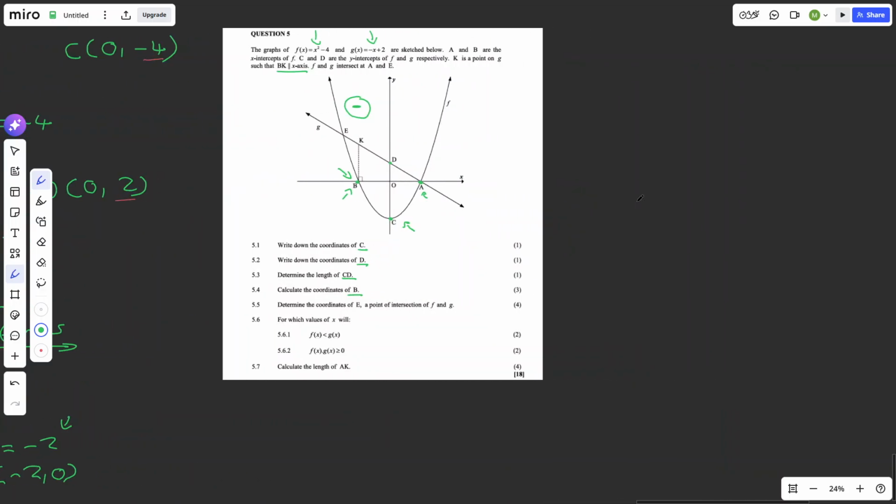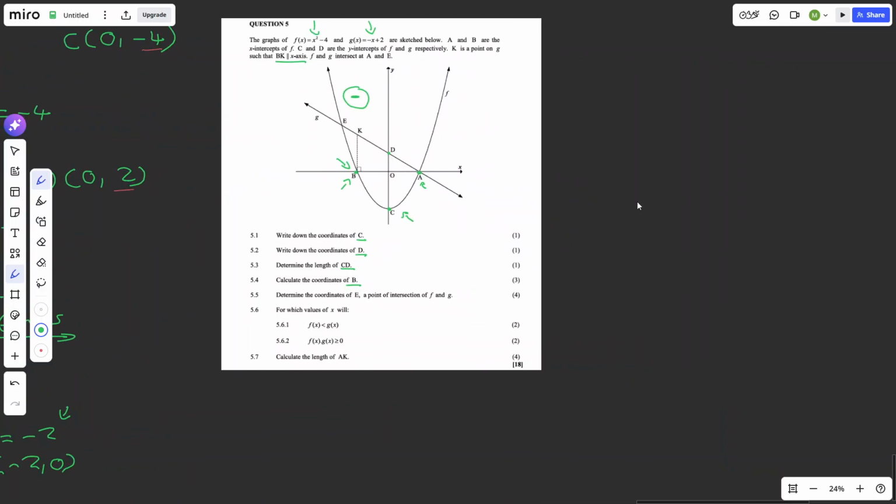So now let's continue. Next, we'll be looking at question 5.5. In question 5.5, we want to determine the coordinates of E. What you'll see is that E is a point where our straight line and our parabolic function cut. If they cut, what does that mean? It means that they share a coordinate, both x and y.